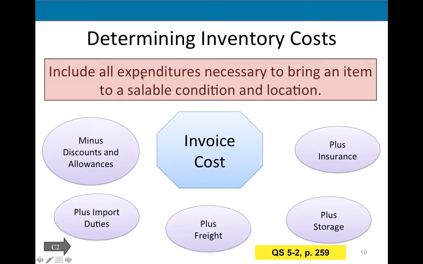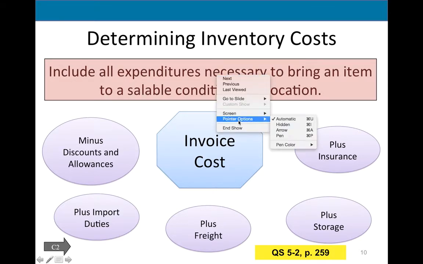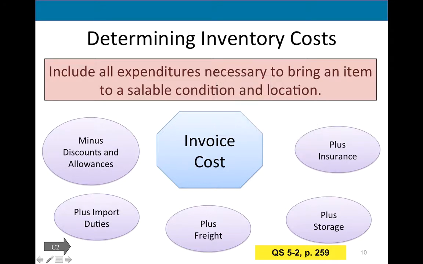We must include all expenditures, this is the key word, necessary to bring an item to a sellable condition and location. So if I'm a car dealership and I have to pay for transportation, for freight, if I don't pay for freight, I cannot sell the car. So the freight is not an expense. We talked about it in chapter 4. The freight is included in the cost of inventory.